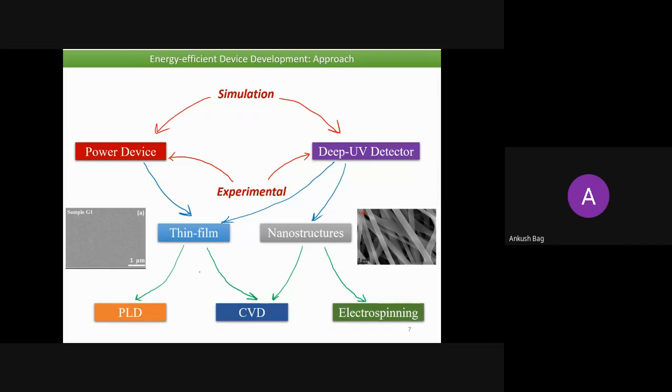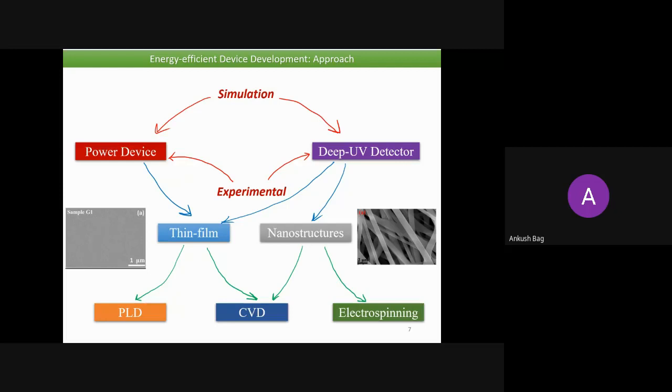Now, what methods are we following to accomplish our research objectives? This is a broad picture I am presenting. We are doing both simulation as well as experimental work. These are the two verticals of our research that I mentioned at the beginning. We work on power devices as well as deep UV photodetectors, with both simulation and experimental work. For the experimental section, we use thin films as well as nanostructures to fabricate these two devices.